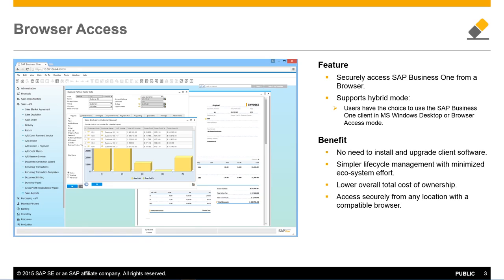Browser access offers simple remote access for on-premise customers, ultimately lowering the overall total cost of ownership with no need for a remote desktop connection and corresponding license for most users. No client upgrades means simpler lifecycle management with minimized ecosystem effort. You can securely access SAP Business One from any location with a compatible browser.